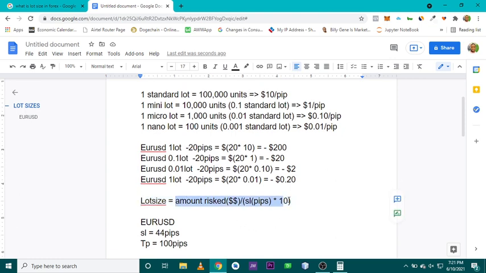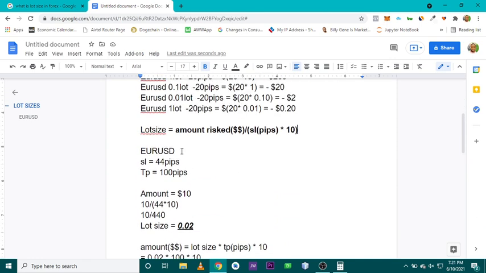So this is simple. I will try to paste it in the description. Amount risk divided by the stop loss times 10. That is to know your lot size on that trade.